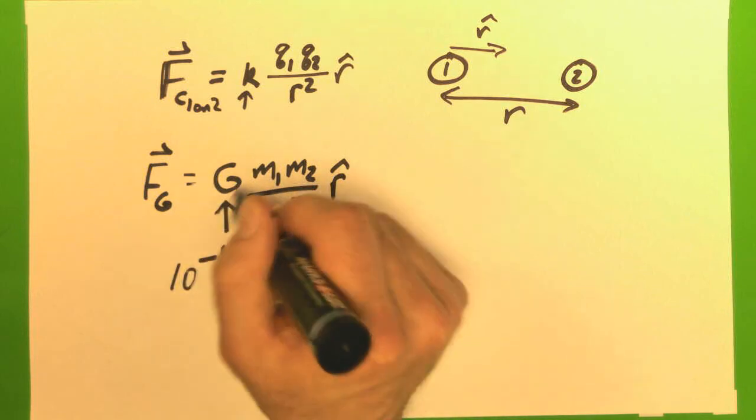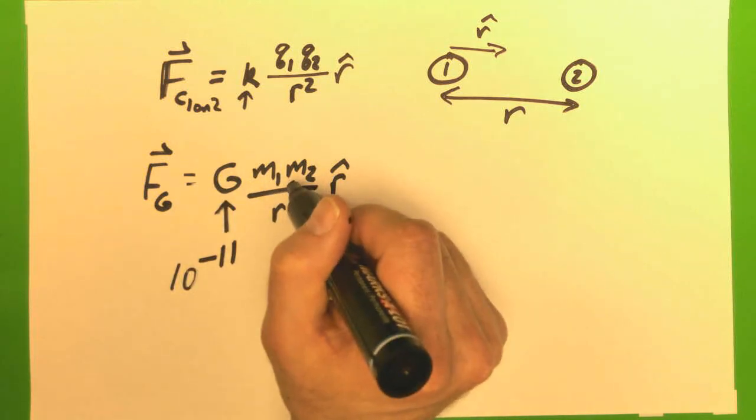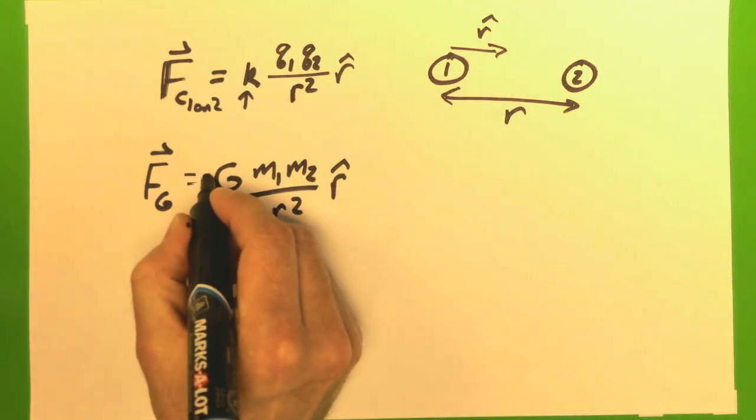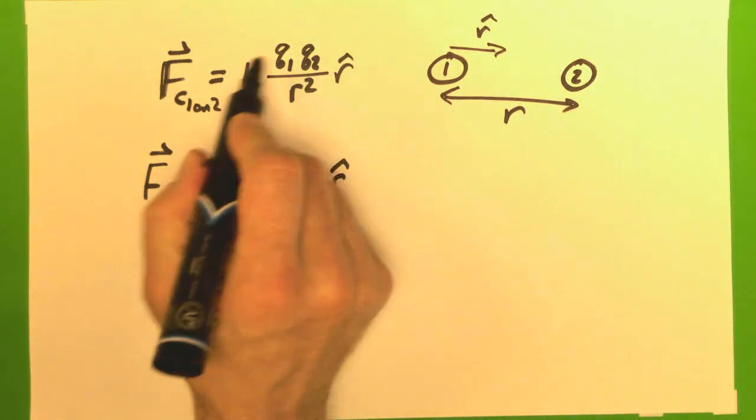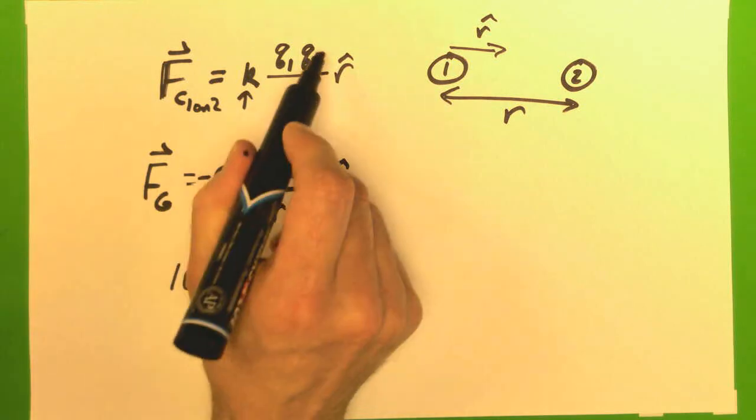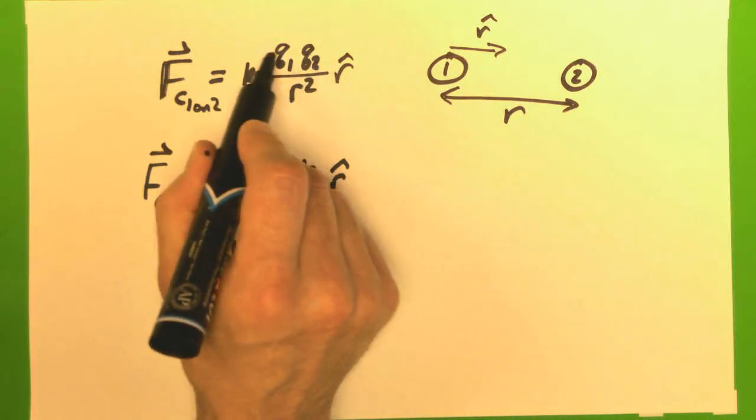Now with the force of gravity, the masses are always positive and it's always an attractive force, so it had an overall minus sign placed algebraically out there. Whereas this one could be repulsive or attractive, and it comes by having the sign embedded inside the charge.